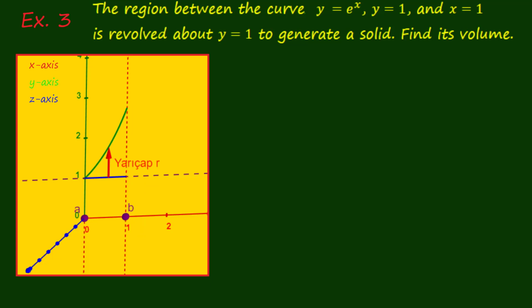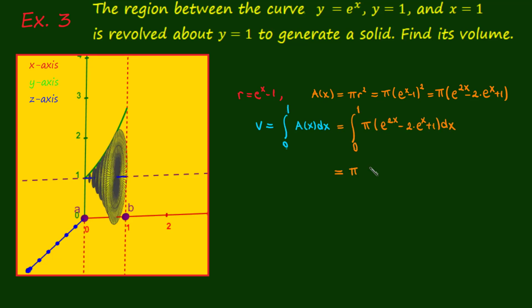We will construct a disk and find its radius, which is the distance between the curve y equals e to the x and the line y equals 1. We get e to the x minus 1. The area of a cross-section comes from pi times e to the x minus 1 squared. We get the whole volume by integrating A of x from 0 to 1.